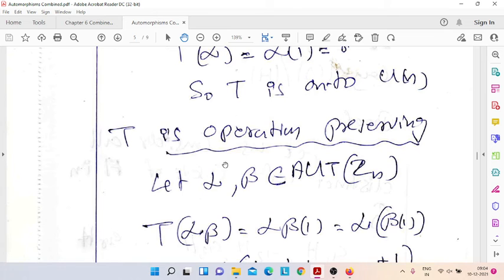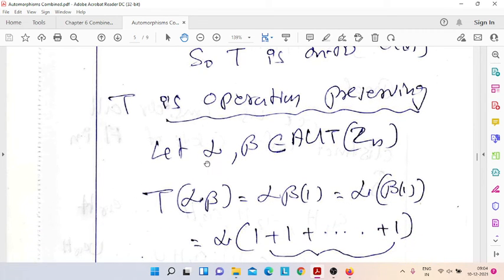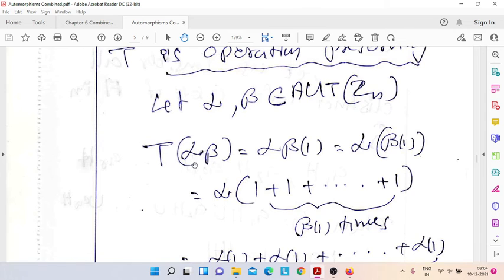Next, T is operation preserving. We shall show that T is operation preserving. For that, let's choose alpha and beta to be two elements of the automorphism group of Zn. Then T of alpha beta, by using the definition of T, equals alpha beta of 1, which equals alpha of beta 1.